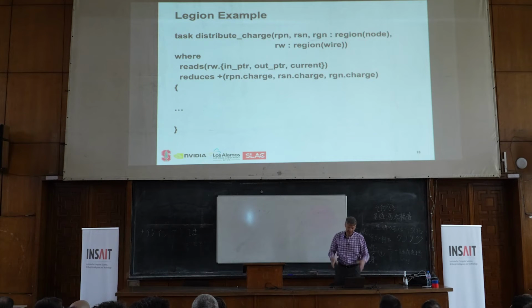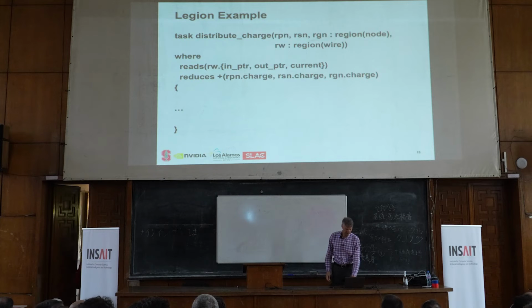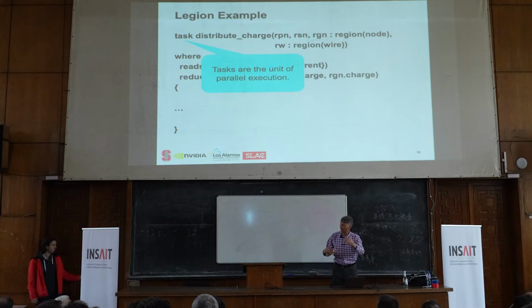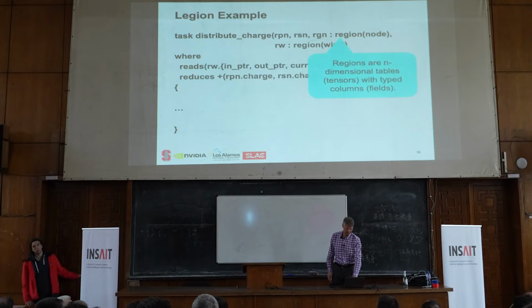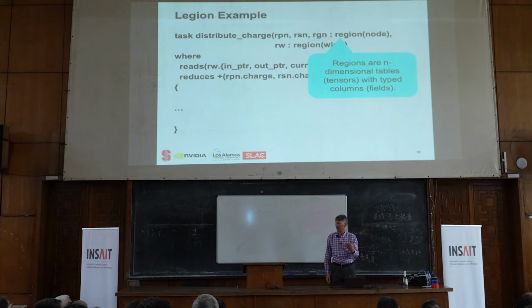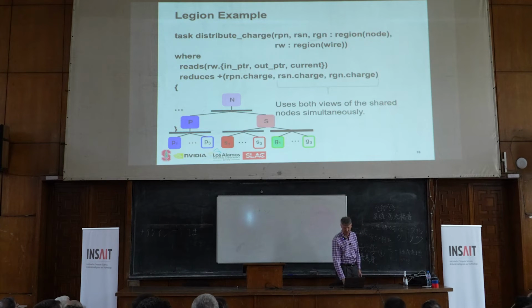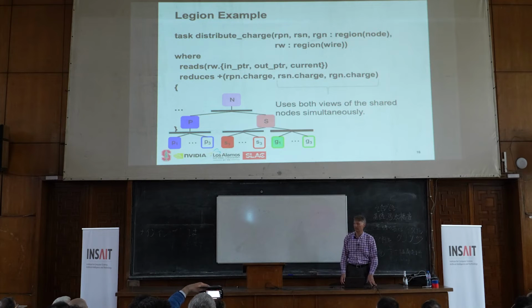So you would name which sets you're going to work on. And I forgot to say, tasks are the unit of parallel execution. So these are the computations that will be distributed around the machine. Regions are these n-dimensional tables or tensors, okay, and they have typed fields, so you might have multiple fields in a region. And then these privileges declare how the task is going to use the regions. And the point I was jumping ahead to is that this task in particular uses both views of the shared nodes at the same time. So it's accessing some shared nodes, it's also accessing some ghost nodes, okay? All right.